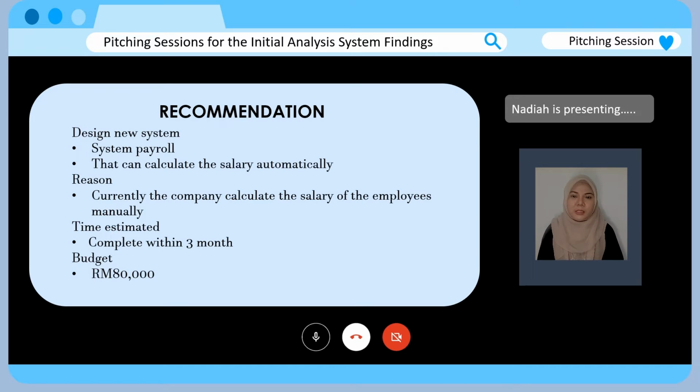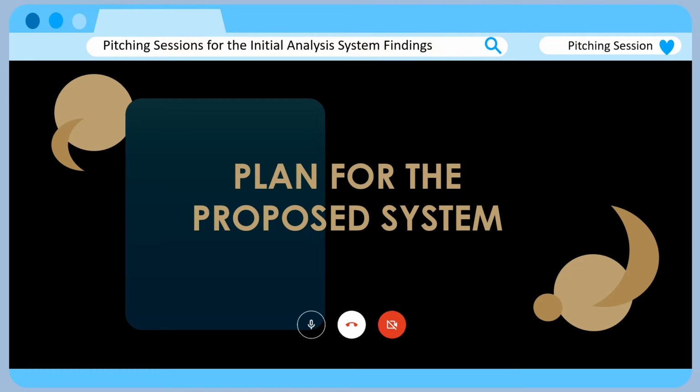Next is recommendation. Our team has already decided to design a new system for the organization based on our fact finding and analysis of the information that we gather. We decided to design a new payroll system for this company. This is because from our finding, this company calculates the employee's salary manually, and this will lead to mistakes in the future. So we want to design a payroll system that can calculate the salary automatically for the company, and we plan to complete this project within 3 months at a cost of roughly around 80,000.